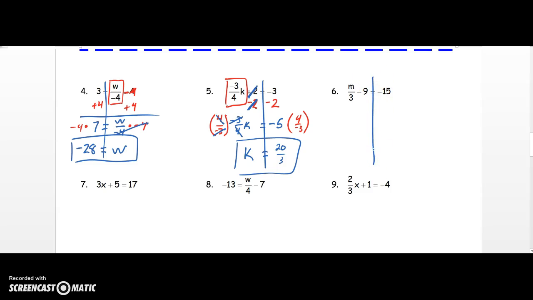Number 6. m divided by 3 minus 9 is the problem. Step once again: always divide or multiply is your last step. So minus 9, what's the opposite of minus 9? Add 9 on both sides. We're left with m over 3. Negative 5 plus 9 is negative 6. Now we have m divided by 3. Say to yourself, divided by 3, the opposite of division, multiply by 3 on both sides. So what's the answer we're left with? m equals negative 6 times 3. m equals negative 18.